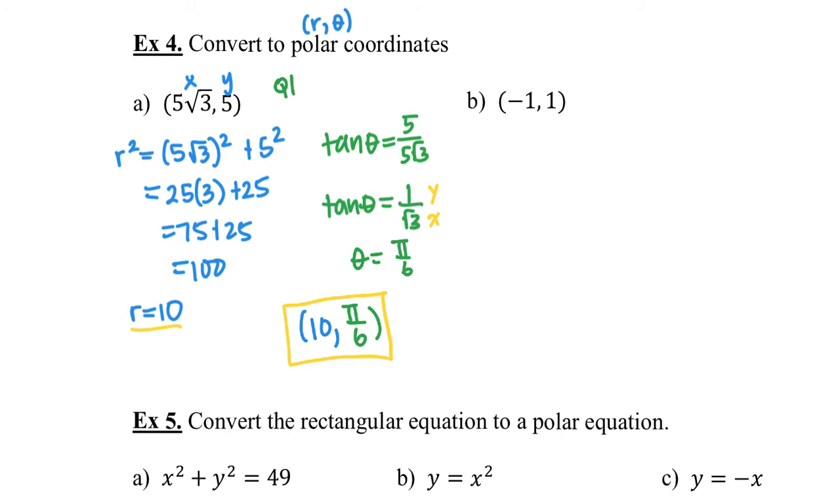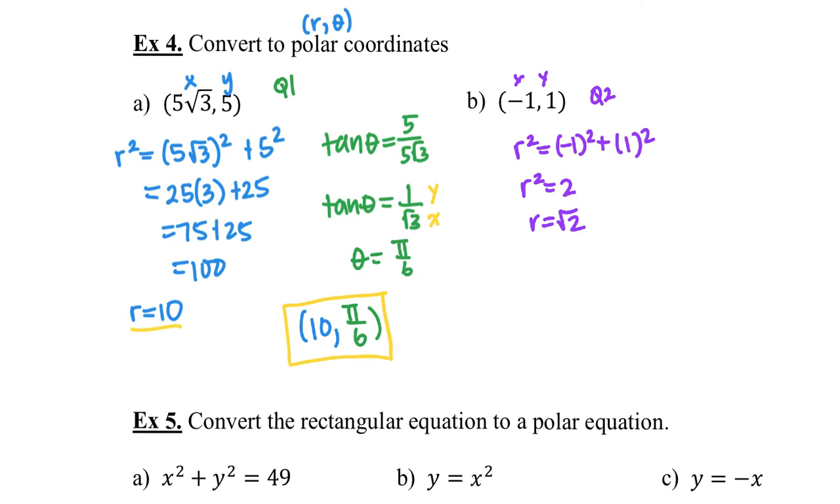Again, they gave me it in rectangular coordinates. So they've given me the x and the y, and I happen to notice this is in quadrant 2, which I'll keep in mind for later. If I want to find r, r squared equals x squared plus y squared. So r is the square root of 2.